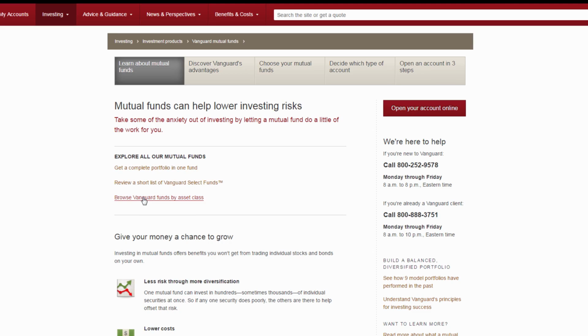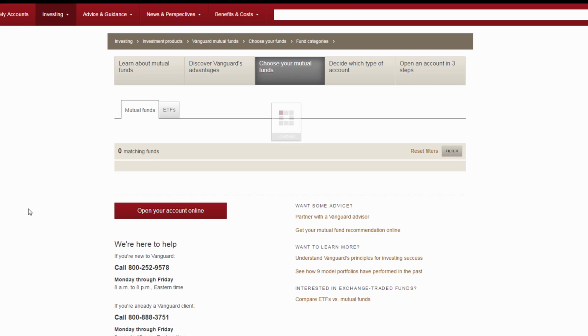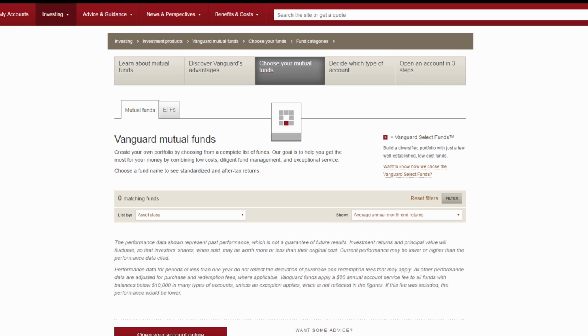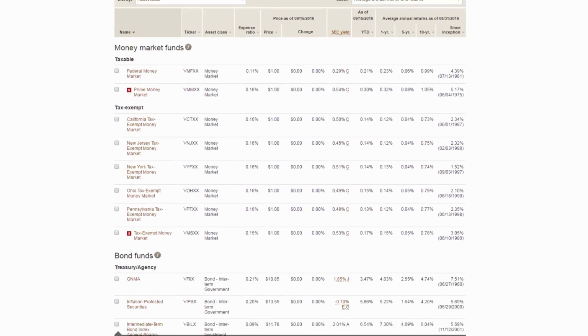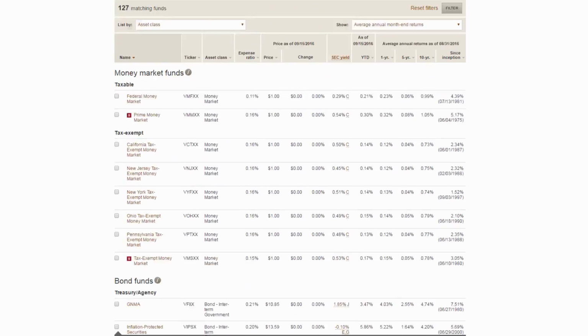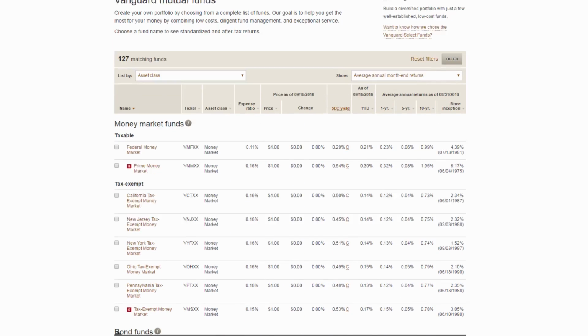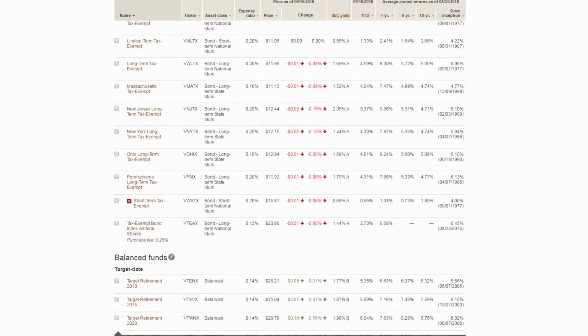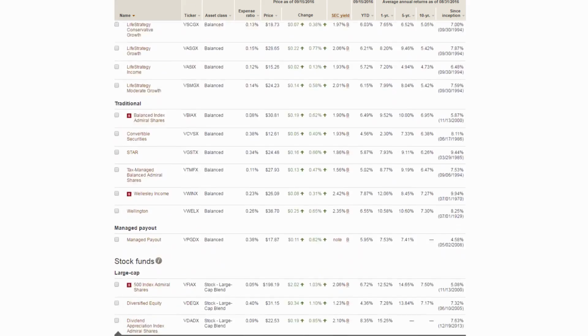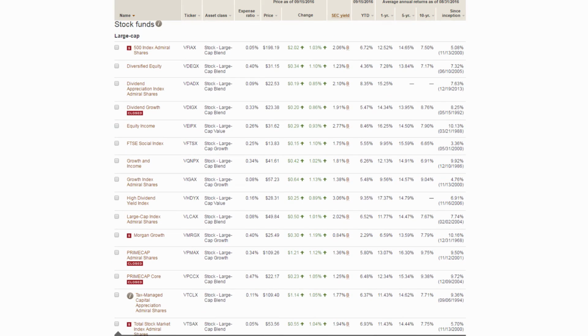So we're going to browse index funds by class, because we're looking at a large cap US stock fund, since we're going to compare this to Quaker. And really what we're looking to do is just look at the expense part. You can see Vanguard has money market funds and bond funds. They have a lot of different types of funds. So we're looking for stock funds, and we're looking for large cap. So here's stock funds, here's large cap.